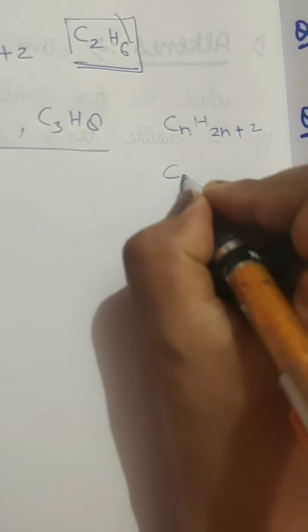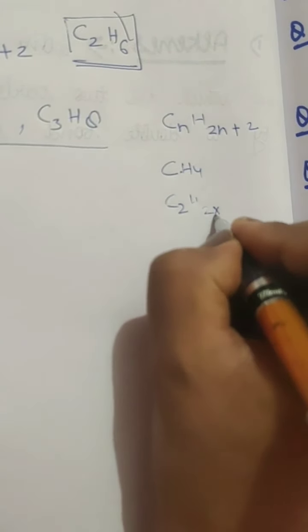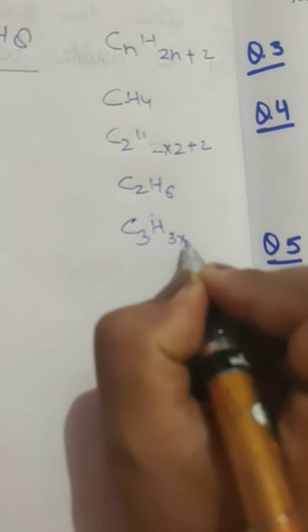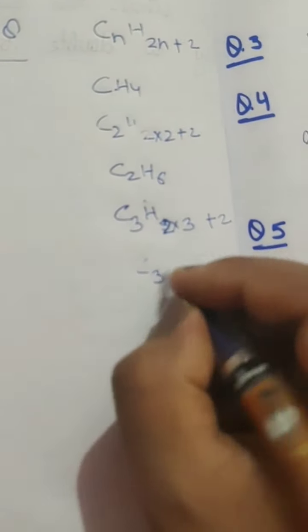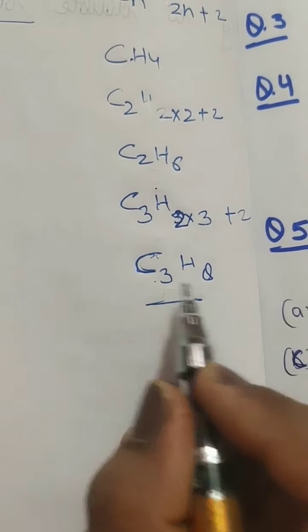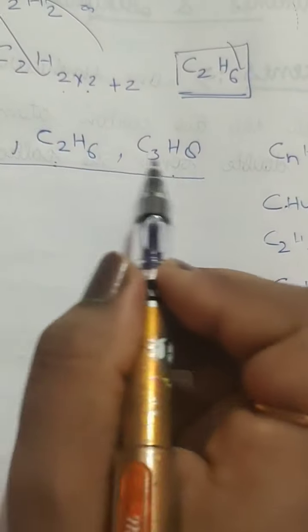When C is 1, H is 4. When C is 2, H is 2 into 2 plus 2, so it will be C2H6. When C is 3, H will be 2 into 3 plus 2, that is 8. So when C is 3, H is 8. That means CH4, C2H6 and C3H8. It is methane, ethane and propane. When C is 3, we call it prop. Okay, so this is done.